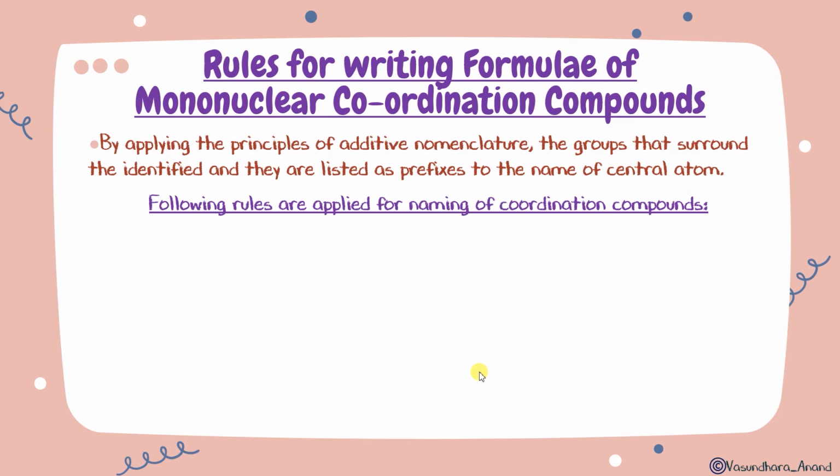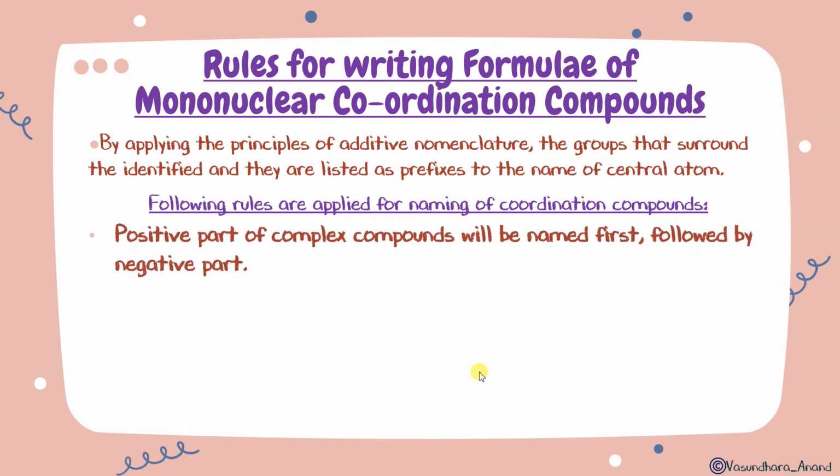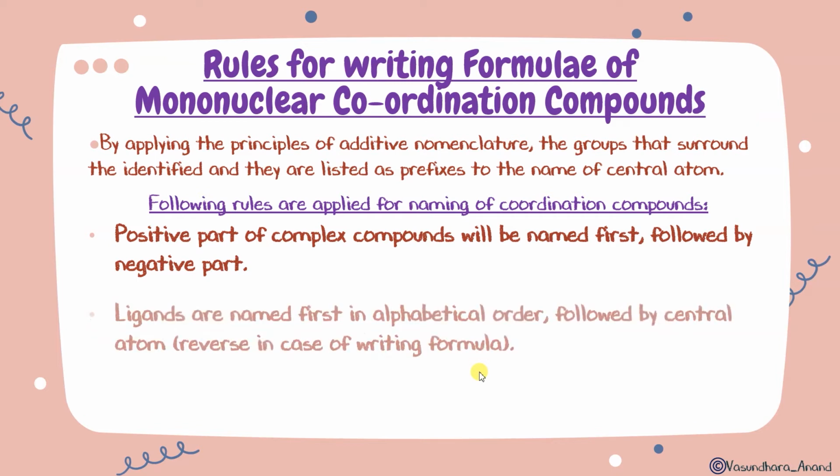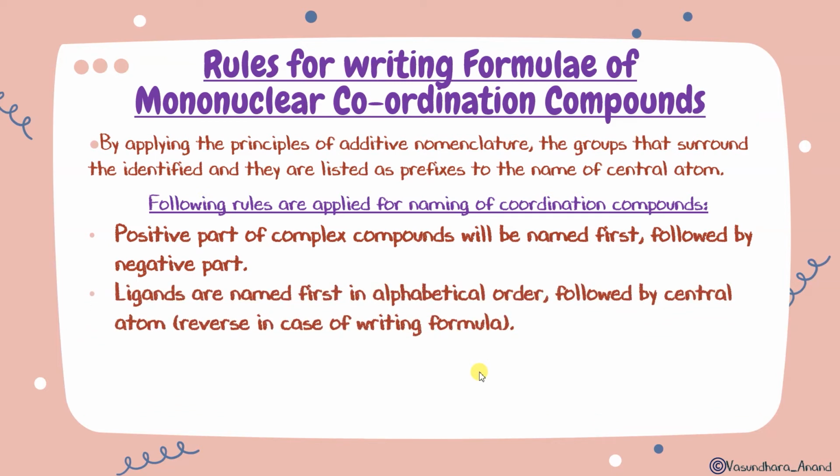Following rules are applied for naming of the coordination compound. Now, how to write the name of the coordination compound? So for this, the positive part of the complex compound will be named first, either it is simple or complex. The positive part will be written first, followed by the negative part. Ligands are named first in alphabetical order, followed by central atom.